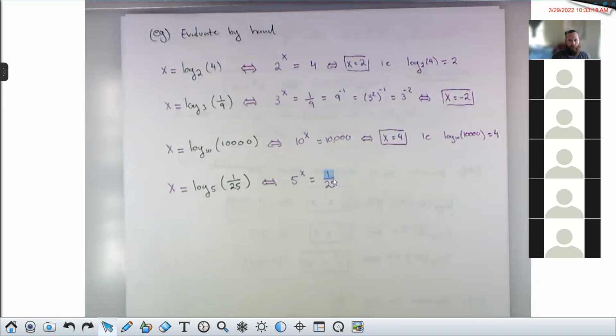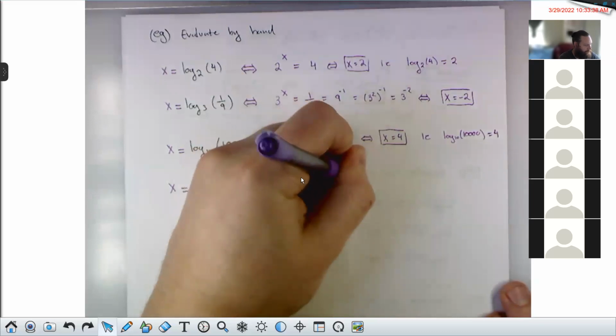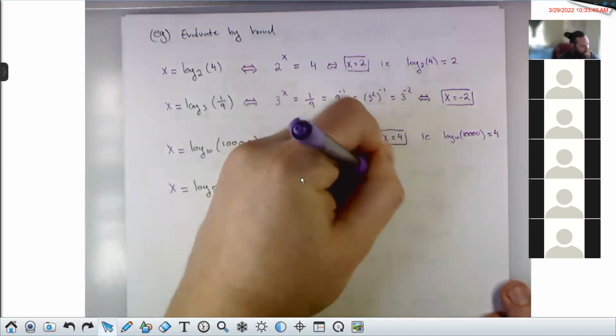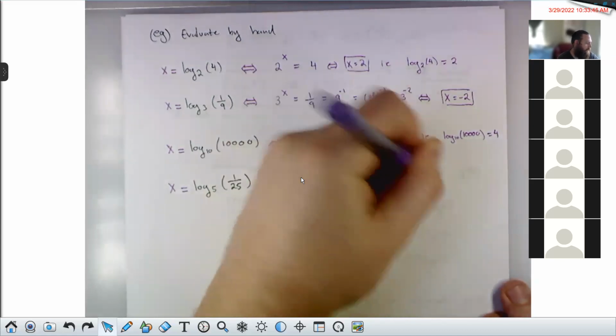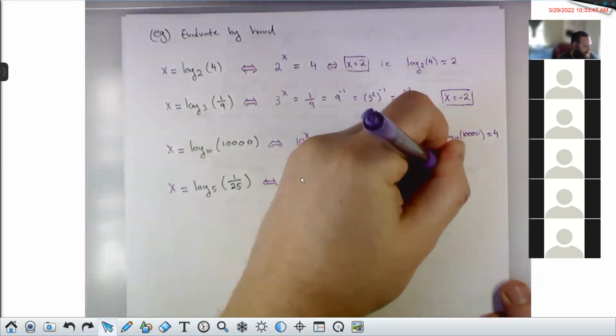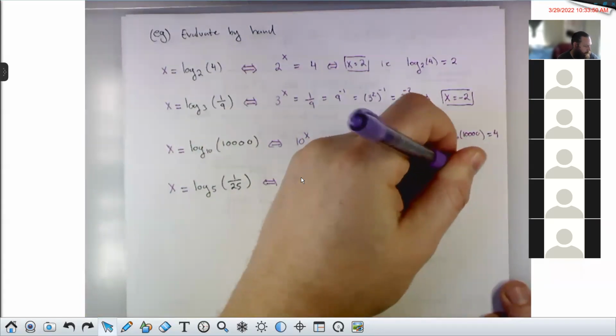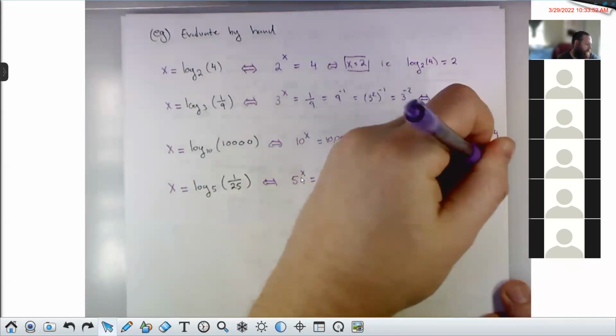Certainly, there's a 1 upstairs here. So this is going to have to be a negative power, right, to get 1 over something out from a power of 5. 25. Would it be -2? Yeah, exactly. 25 is 5 squared, or 5 to the 2. So 5 to the -2 is 1 over 25. In other words, x here is -2, i.e. this expression, the base 5 log of 1/25 is -2.